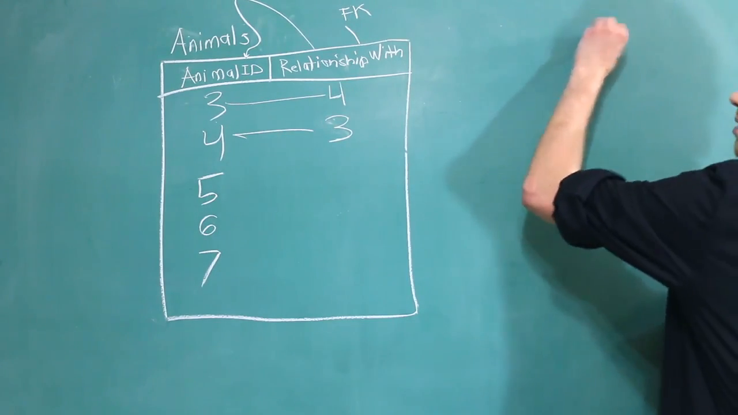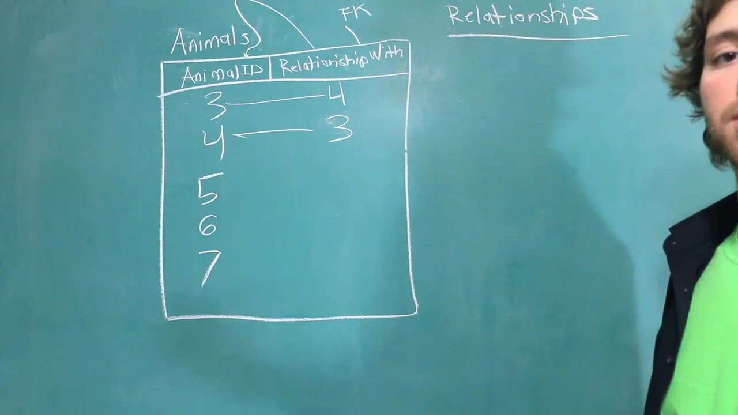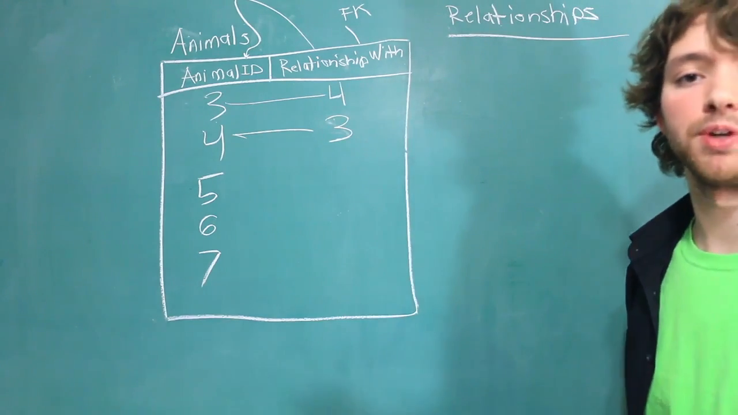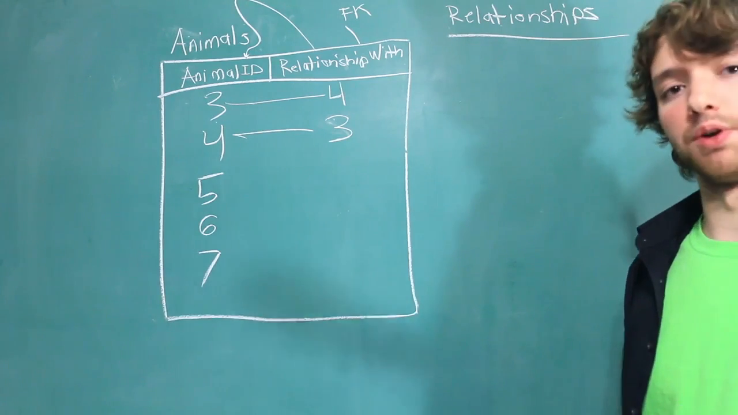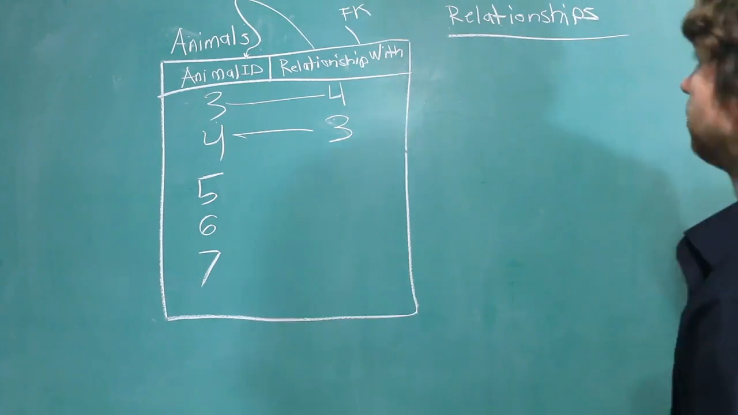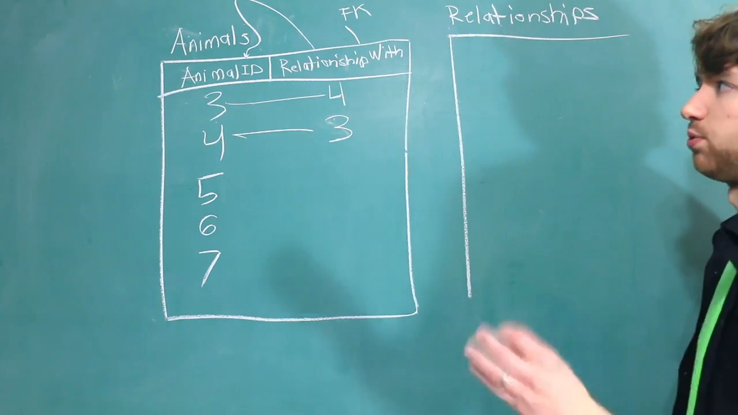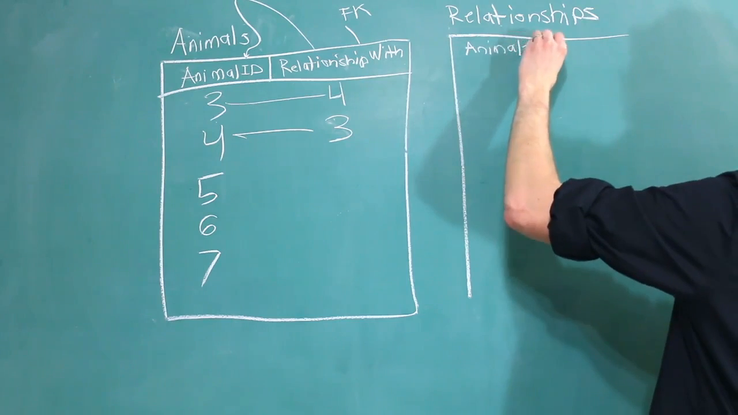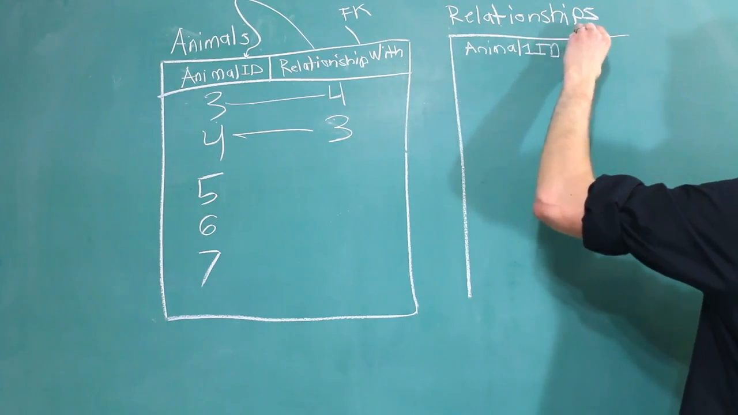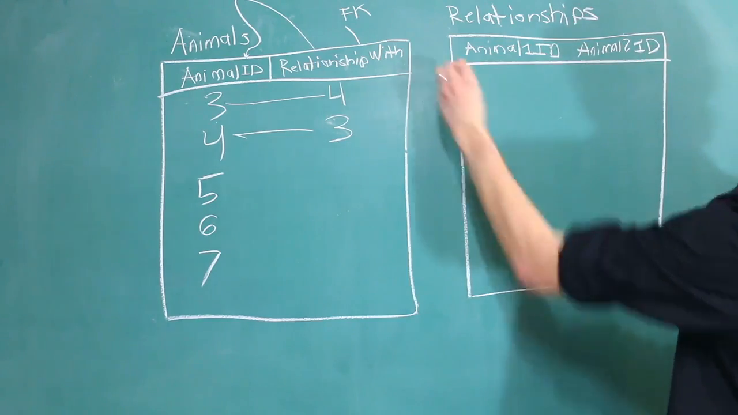So let's draw a table, and this will be named relationships. We actually haven't really talked about second normal form in this example yet. This is kind of just to prepare us for a situation where we might run into second normal form. So inside of this relationships table, we can make an association between 2 animals. So we would have animal 1 ID, animal 2 ID. And now we only have to put in 1 row for every relationship.